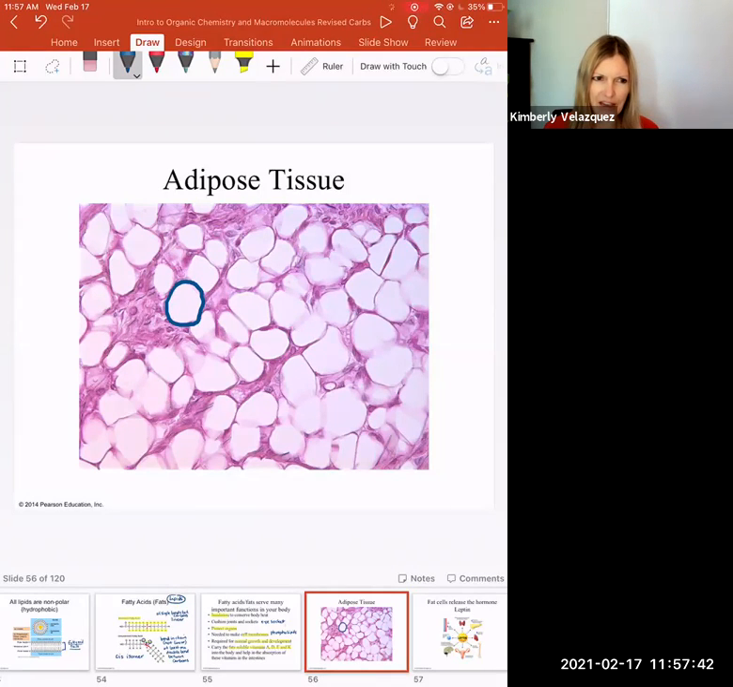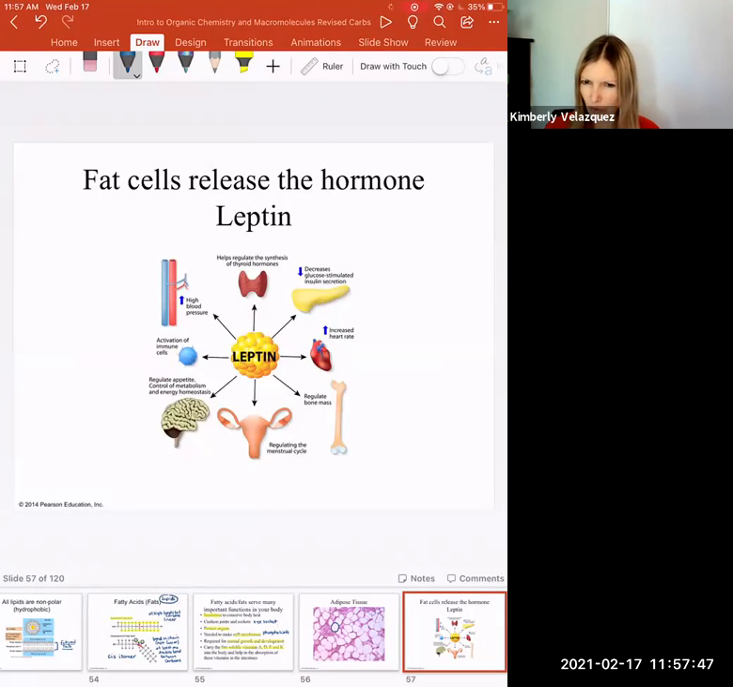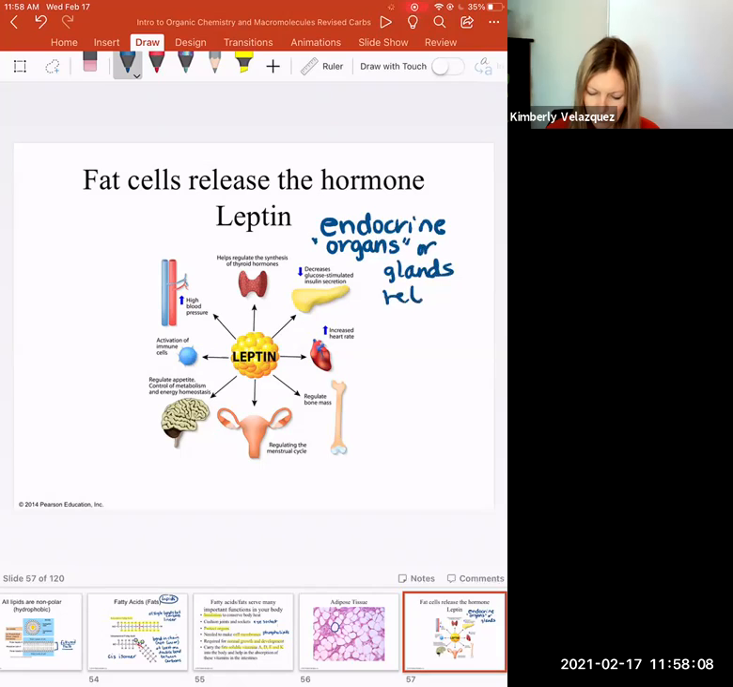We also know that these fat cells, as part of our adipose tissue, release a lot of different hormones. If you have an organ in the body that releases hormones, it's called endocrine. So endocrine organs, sometimes they're glands, release hormones. And fat cells actually release several different hormones that are important.